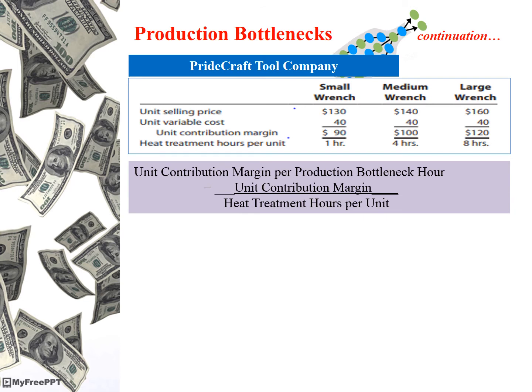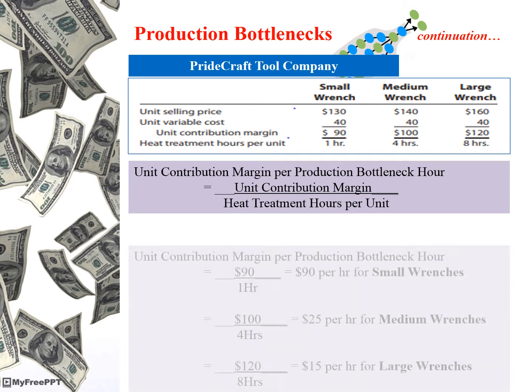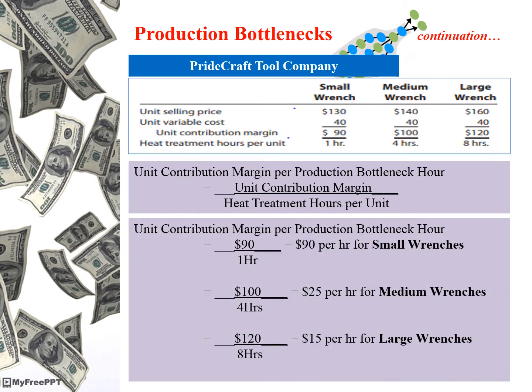The unit contribution margin per production bottleneck hour for each of the wrenches is then computed as follows. For small wrenches, it is $90 divided by 1 hour, which is equal to $90 per hour. For medium wrenches, $100 divided by 4 hours is equal to $25 per hour. For the large wrenches, it is $120 divided by 8 hours, which is equal to $15 per hour.